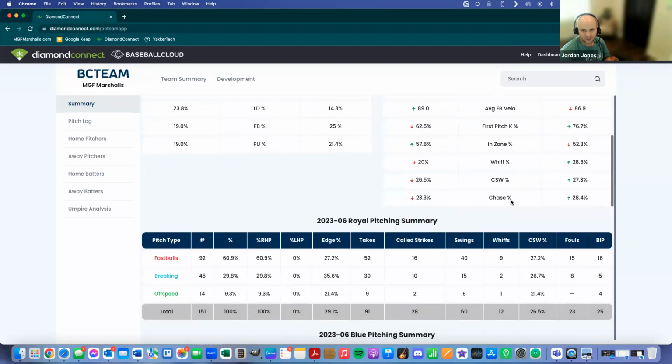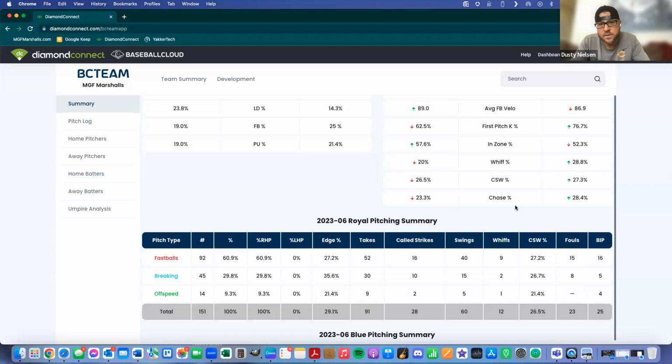Chase rate, chase percent, chasing bad pitches, pitches out of the zone. CSW is called strikes plus whiffs. Called strikes plus whiffs is a metric that measures a pitcher's ability to generate swings and misses.